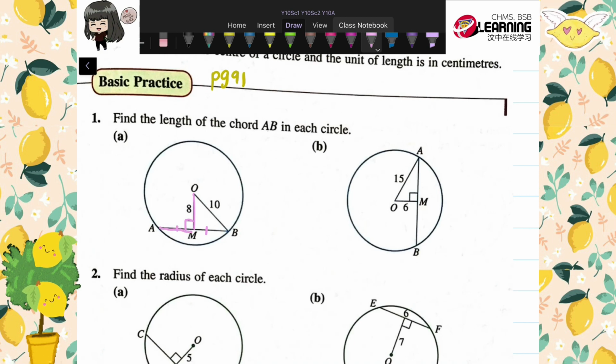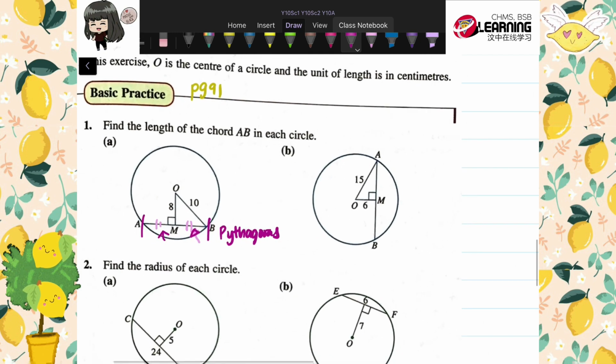So to find this chord AB, you find one part here first and then you times 2. Okay, so what you need to do is you find this first using Pythagoras theorem, and then you times 2. So you use Pythagoras theorem to find MB and then you times 2 to find AB. For part B it is also the same, this and this the same. So you find AM first using Pythagoras and then you times 2.